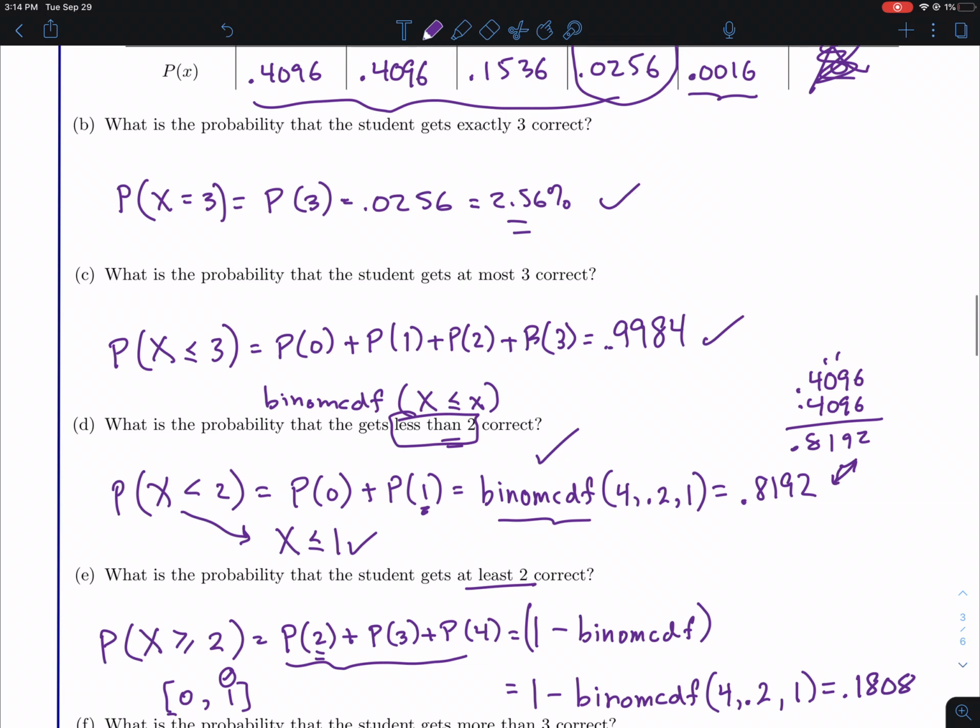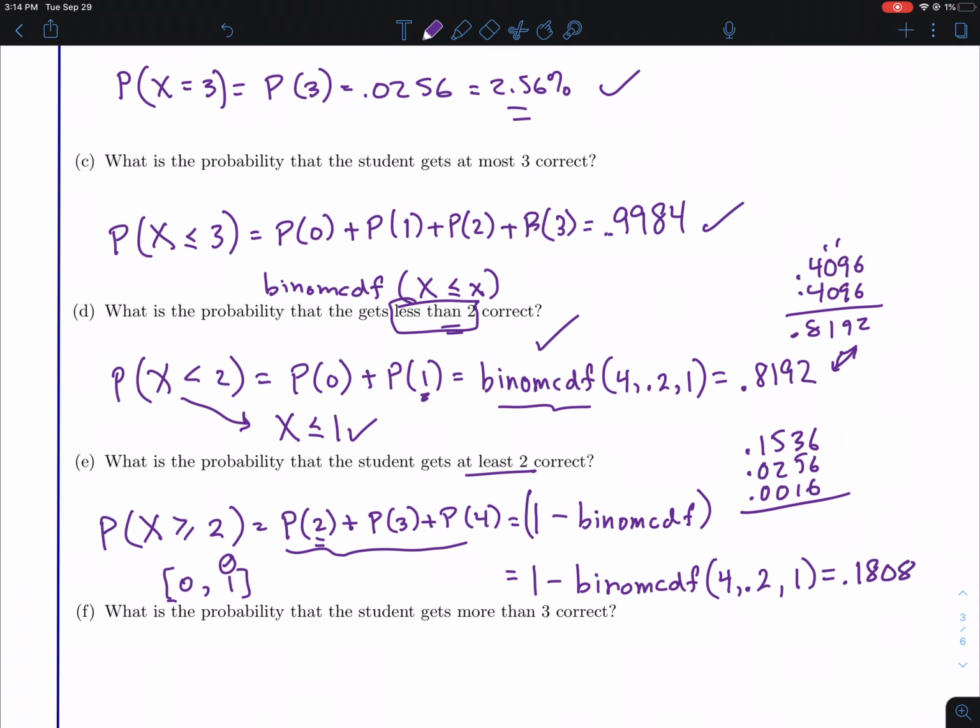And so let's verify. What is P of 2? P of 2 was 0.1536. P of 3 was 0.0256. And P of 4 was 0.0016. So let's just add these together real quick just to make sure it's true. So 3 sixes is 18, 5, 8, 9, 10. Oops, I don't carry any, so I guess it helps if you actually add it correctly. So 0.1808. So lo and behold, I got the right answer.